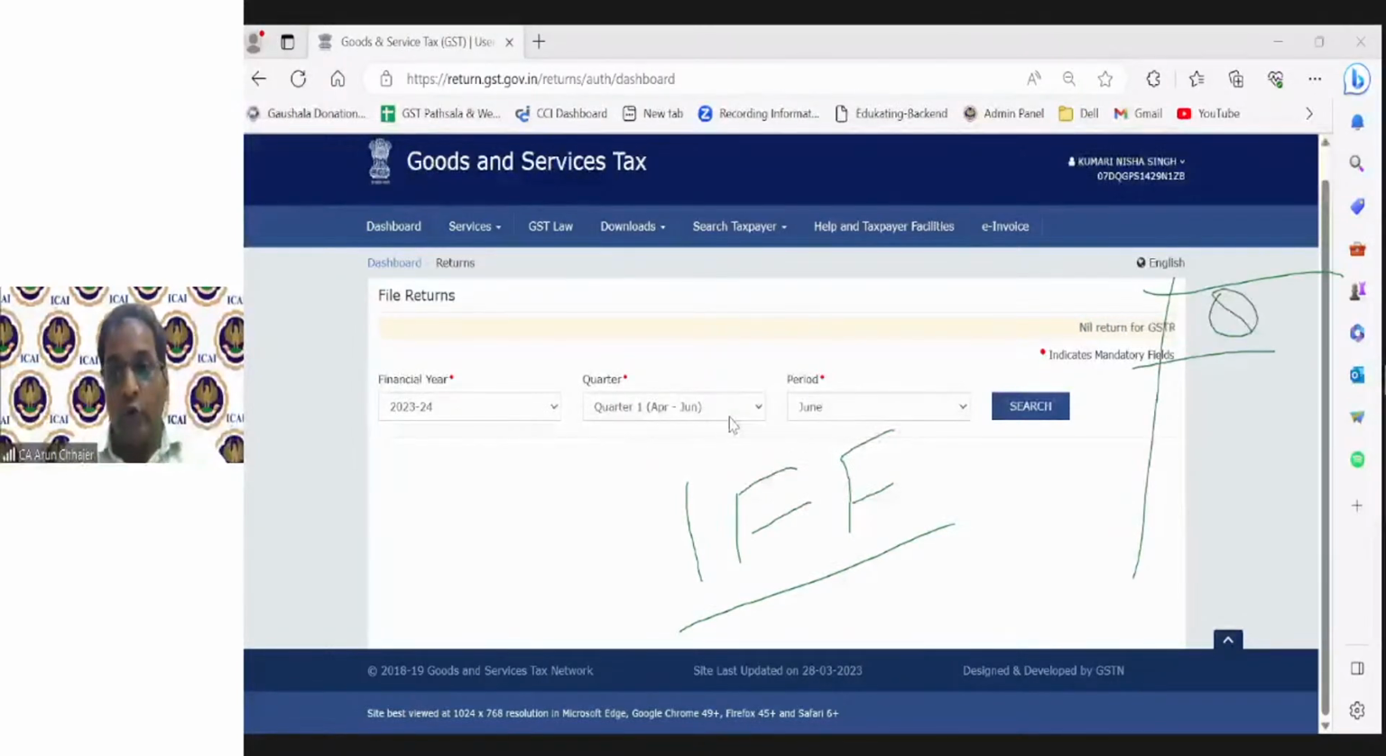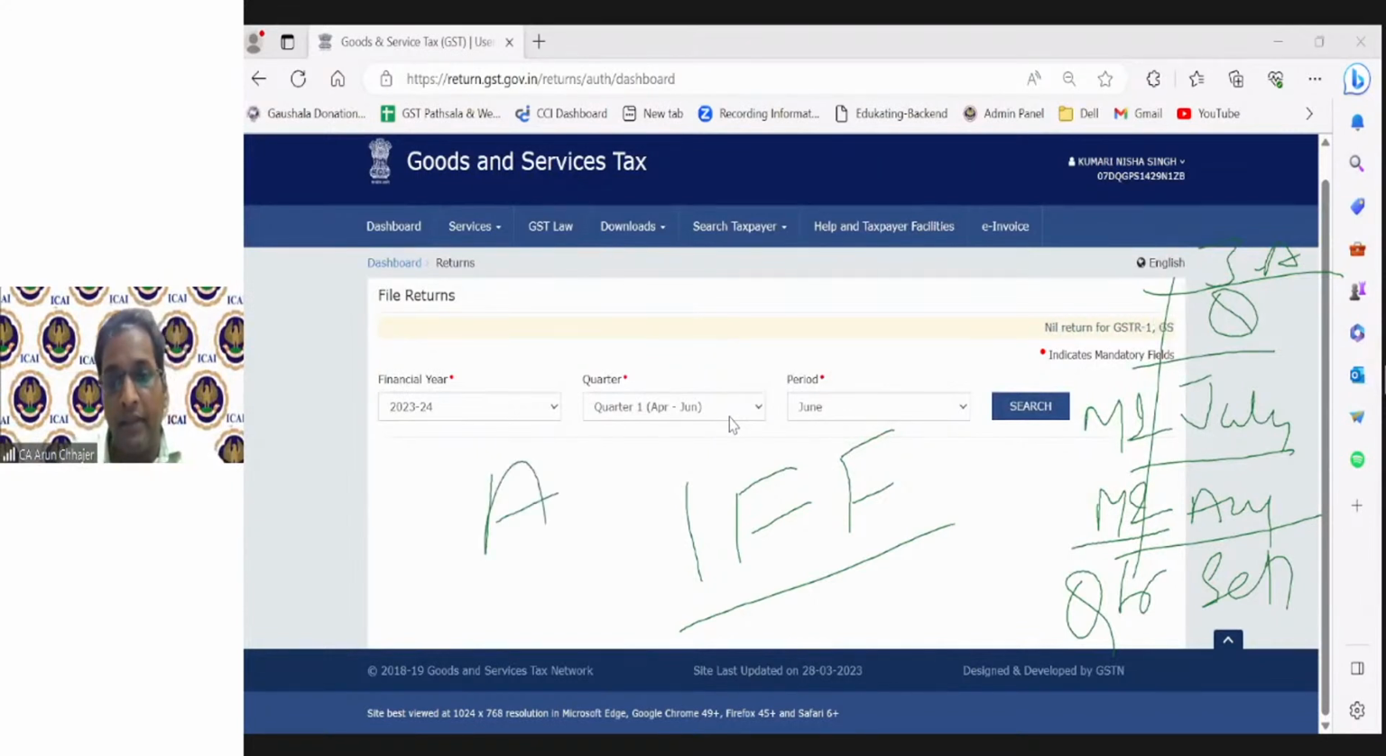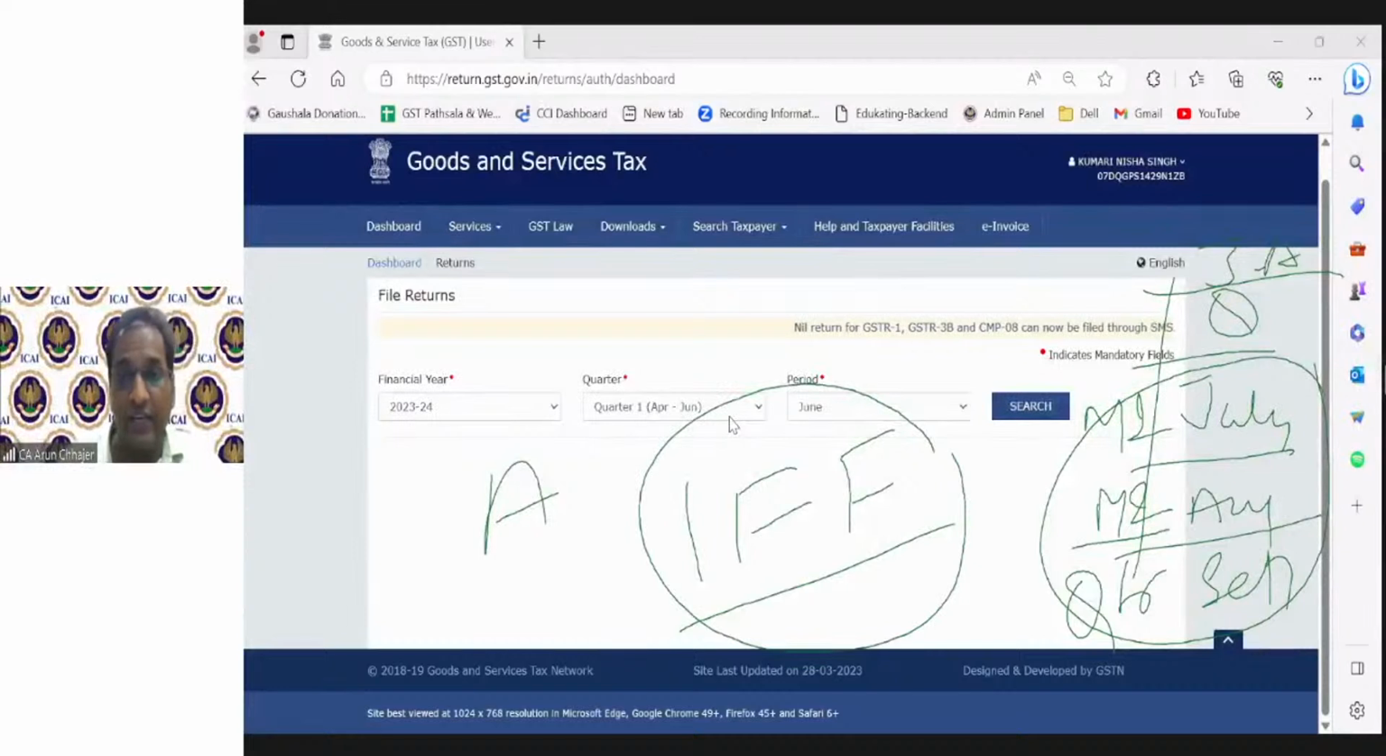In a quarter, let's say I'm talking about the July to September quarter, the first month July, second month August and third month September. So Mr. A who has opted QRMP will file the GSTR1 after September only. To resolve the problem of ITC for the B2B recipient, the government has added one functionality of IFF. The full form is Invoice Furnishing Facility.